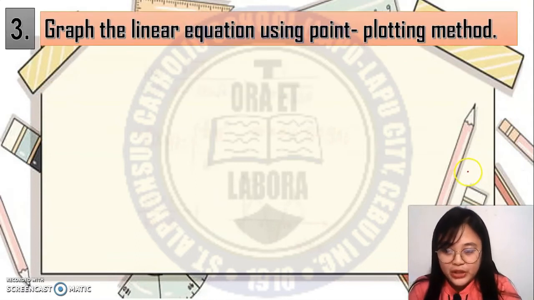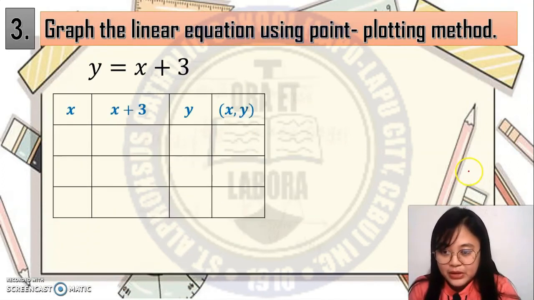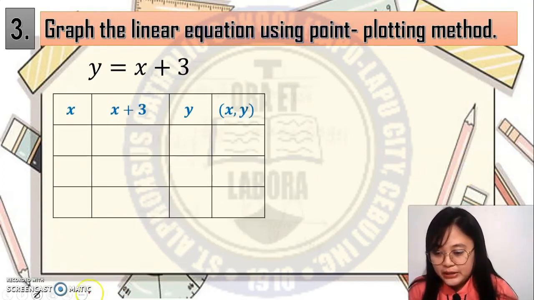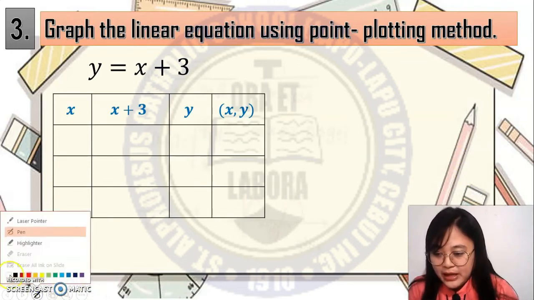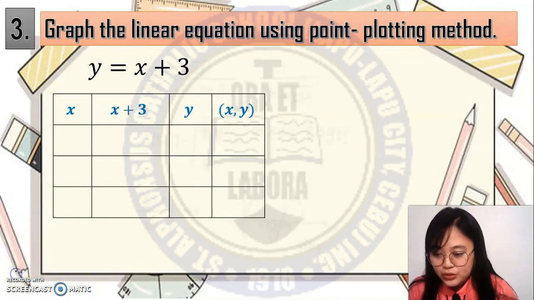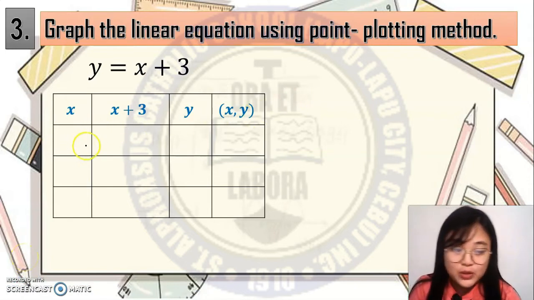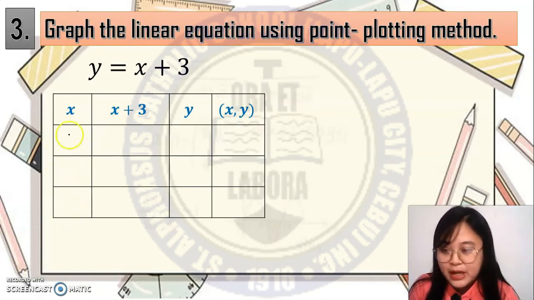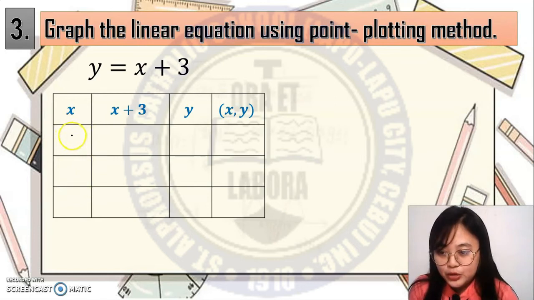Graph the linear equation using the point plotting method: y = x + 3. So in our table here, again, you are free to choose what points for x you're going to assign. I will expect that you have different points here for x. In this example, I will choose 0, 2, and 4.